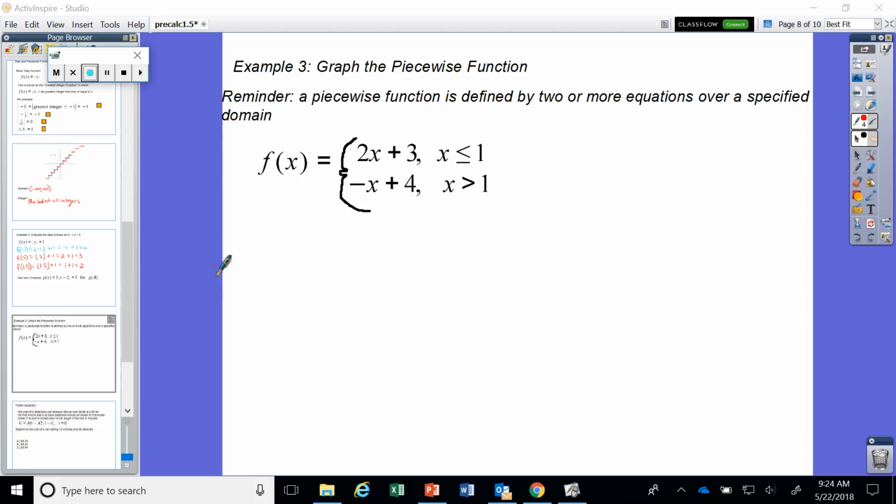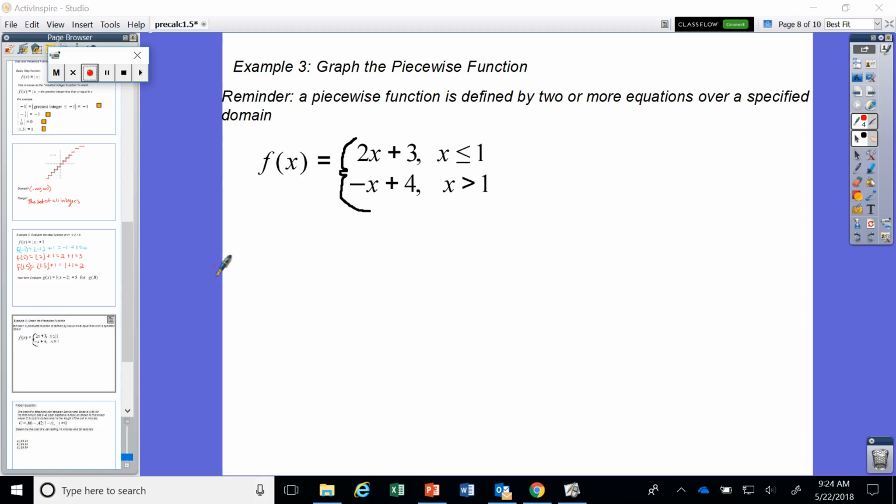Don't forget, a piecewise function is defined by two or more equations over a specified domain. These equations will each have a specific domain that they are dealing with, and it shows a shift, or a change in the domains as we move through. So let's take a look here.